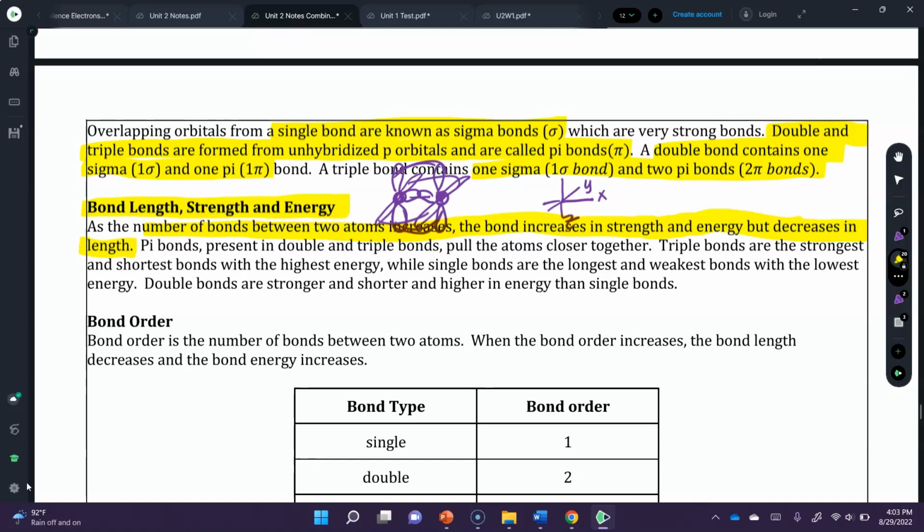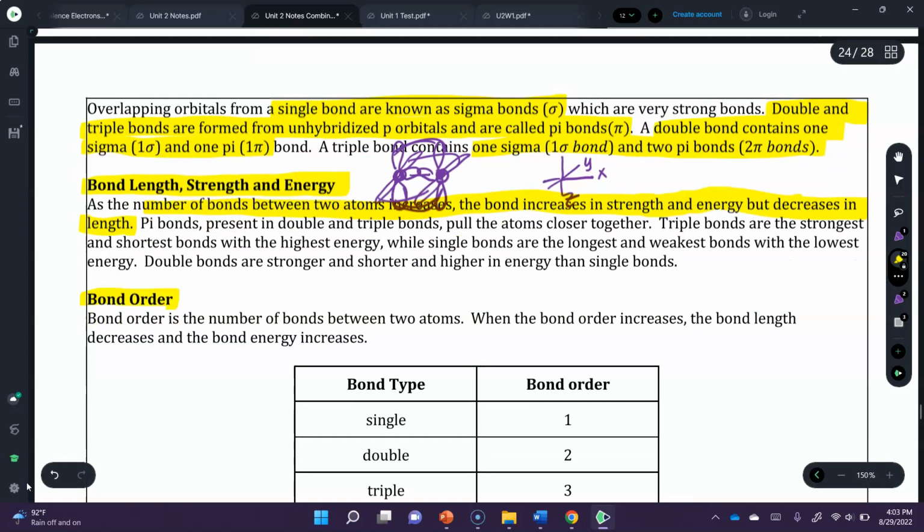Pi bonds present in double and triple bonds pull the atoms closer together. Triple bonds are the closest and shortest bonds with the highest energy required to break them, while single bonds are the longest and weakest with the lowest required energy to break. Double bonds are stronger, shorter, and higher in energy than single bonds.